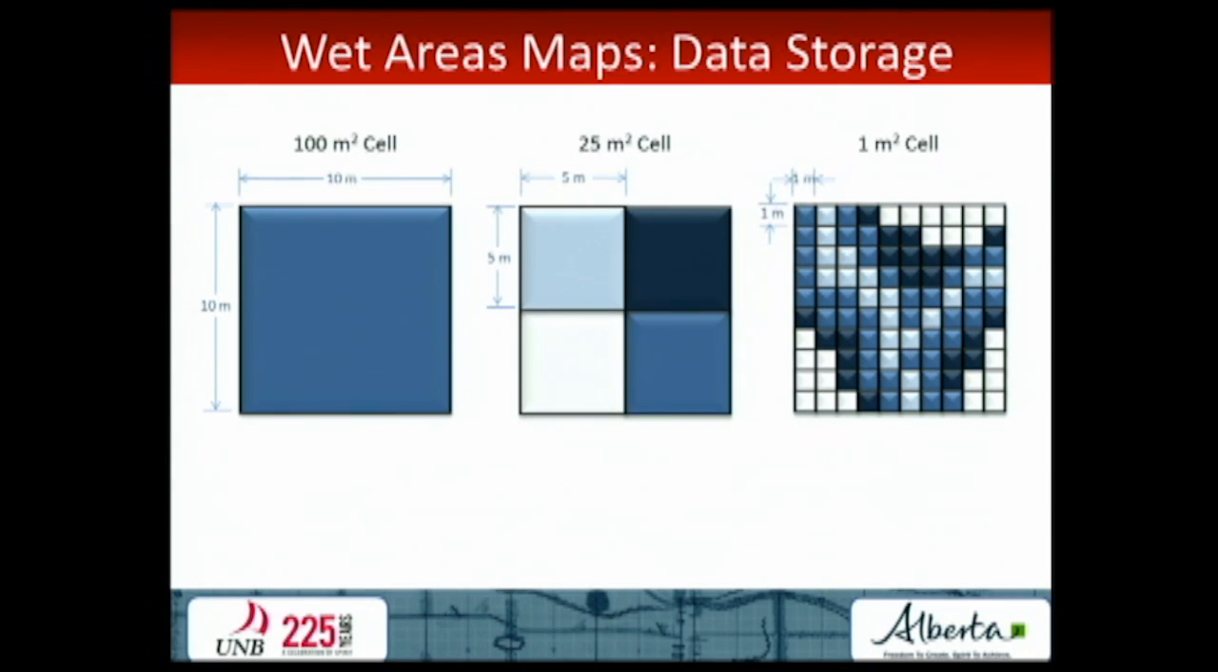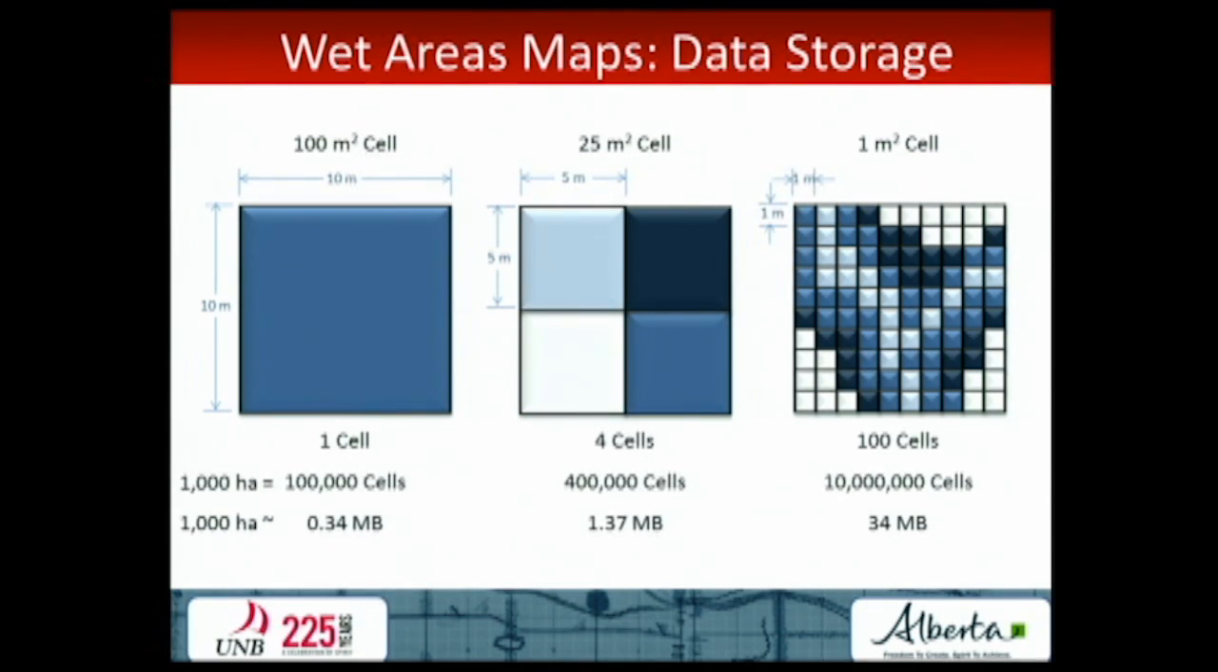So now we're just going to look at a kind of conceptual overview in terms of data storage requirements based off of these simple resolution standards. So we can see going from 100 square meters for a cell size to 1 meter cell size, we change from 1 cell to 100 cells. We can see that the file storage requirements go from 0.34 of a megabyte to 34 megabytes.